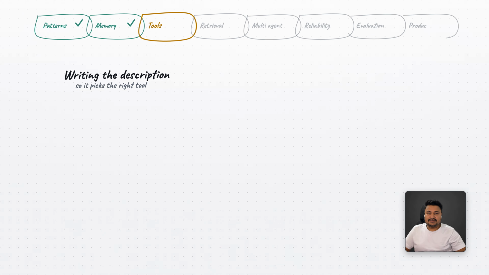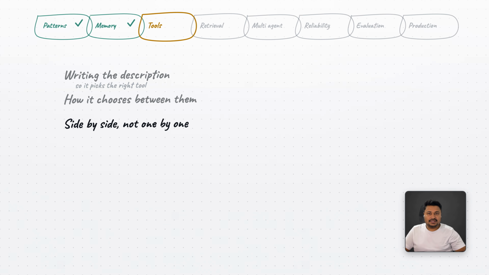Inside this one: writing the description so the model picks the right tool, how it chooses between them, running tools side by side instead of one after another, handling errors and retries when a tool fails, and MCP, a standard way to plug tools in instead of wiring each one yourself.